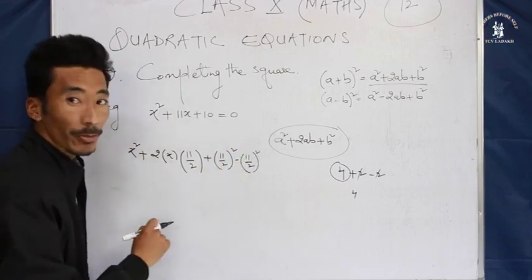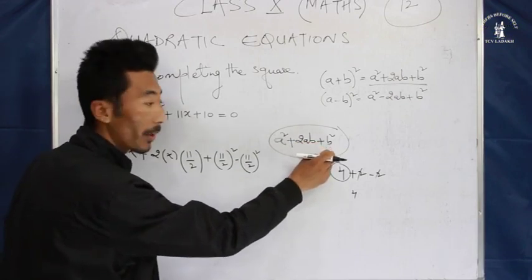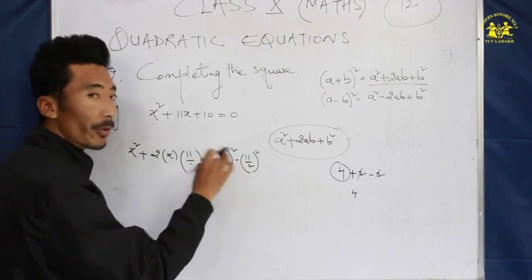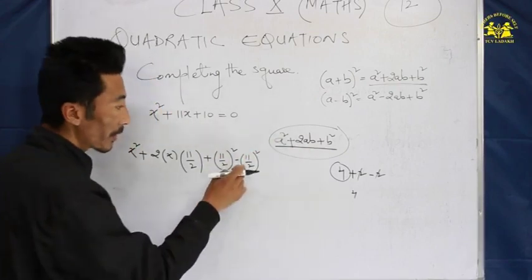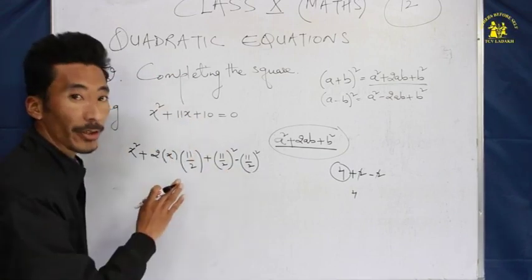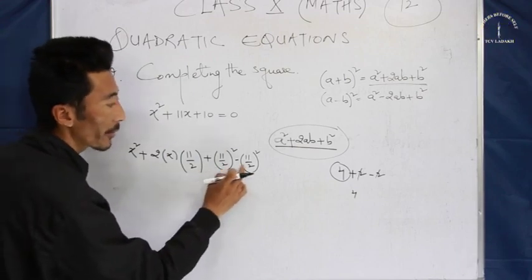a square plus 2ab plus b square. We need b square, so we add b square to the equation. The expanded form, now, is the original equation. So the term b square is added.